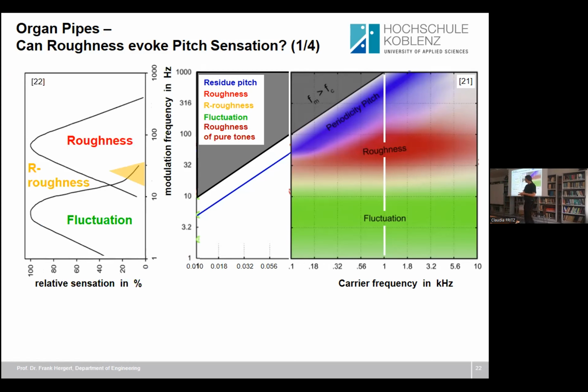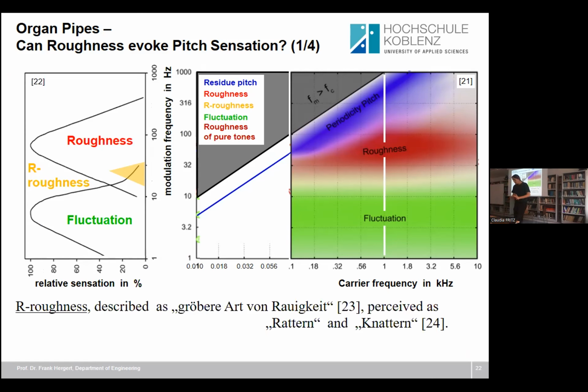There are publications where a third form appears. So there is roughness, there is fluctuation, and probably also R roughness. R refers to the letter R. That's the reason why it's called R roughness. It is described as a coarser kind of roughness, Gröbere Art. It's perceived as a kind of rattling. And the existence region of this kind of R roughness is shaded in yellow. So it's somewhere between roughness and fluctuation, interestingly.